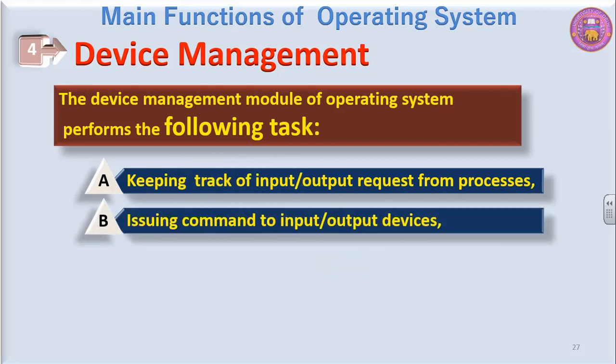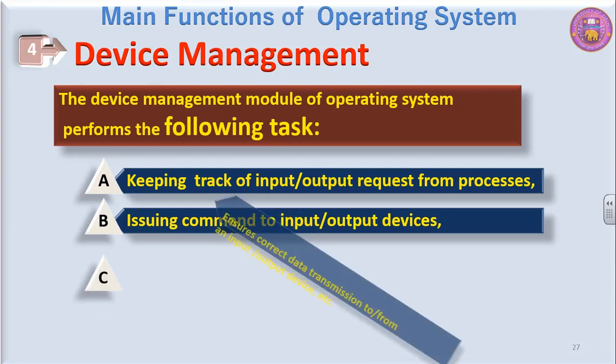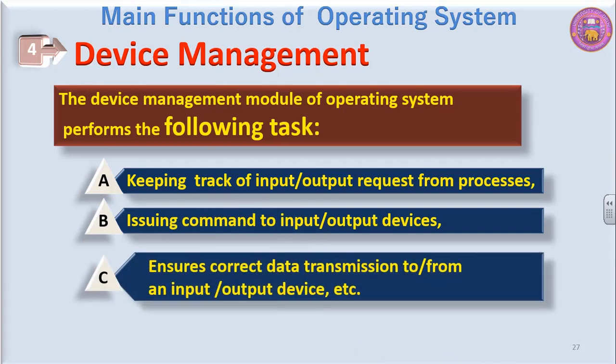Issuing commands to input-output devices. The moment you give a command to the computer for a printout of 10 pages, the operating system commands the printer to print the required number of pages. Ensure correct data transmission to and from an input-output device, etc. Suppose there are two printers P1 and P2 attached to the computer. You intend to make use of printer 2, then the operating system ensures that the correct data is sent to printer 2.